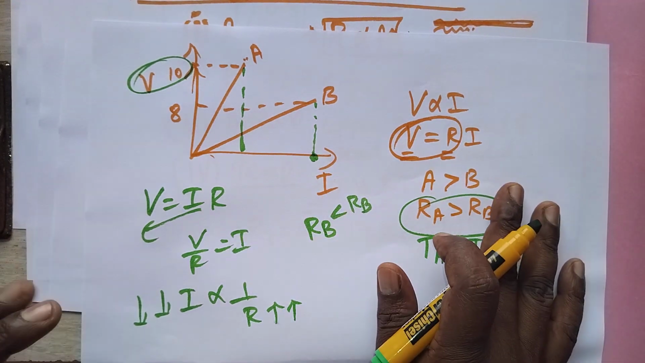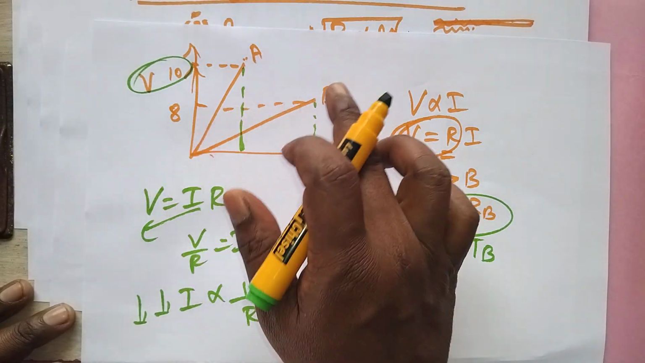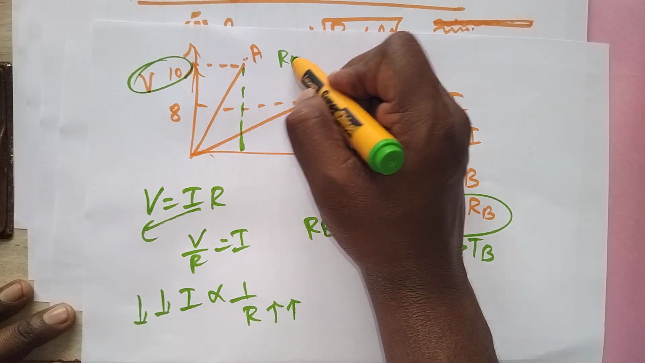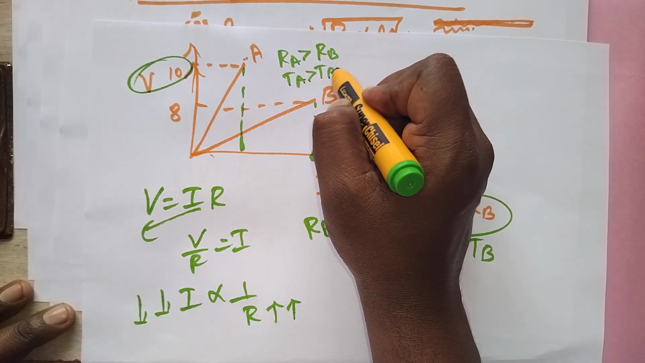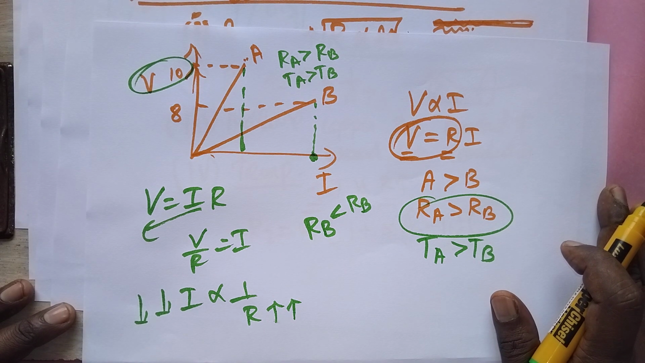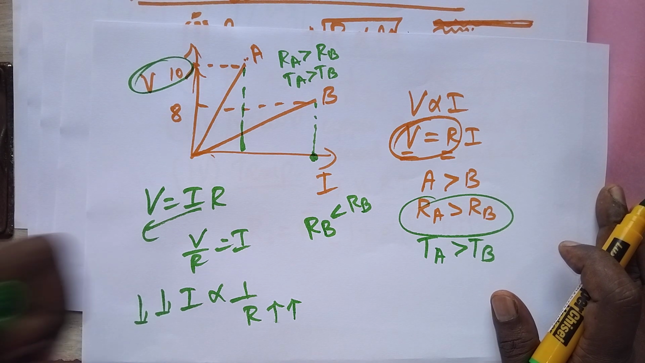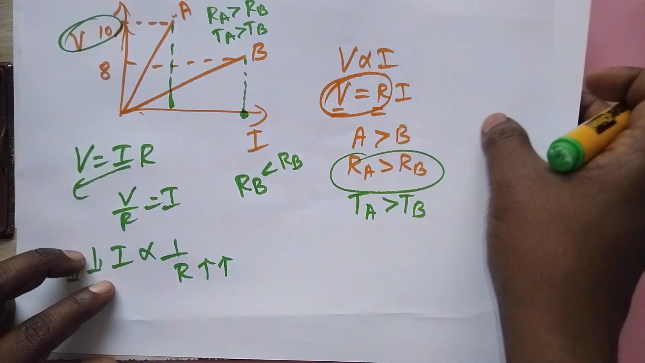Okay, current and resistance are inversely proportional, volt and resistance are directly proportional. So resistance A is greater than resistance B. Same way, temperature A is greater than temperature B. More resistance will offer more temperature also. Like that also we can give. So this is the concept you can learn for the exam. You can apply this concept. Okay, next one.